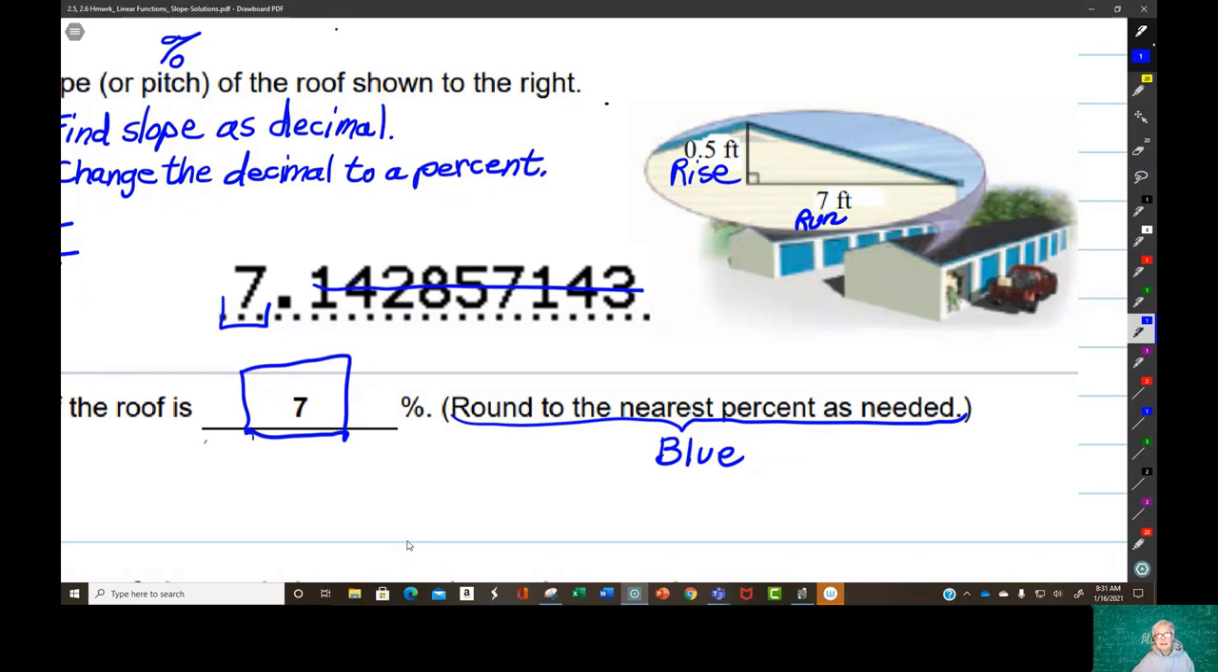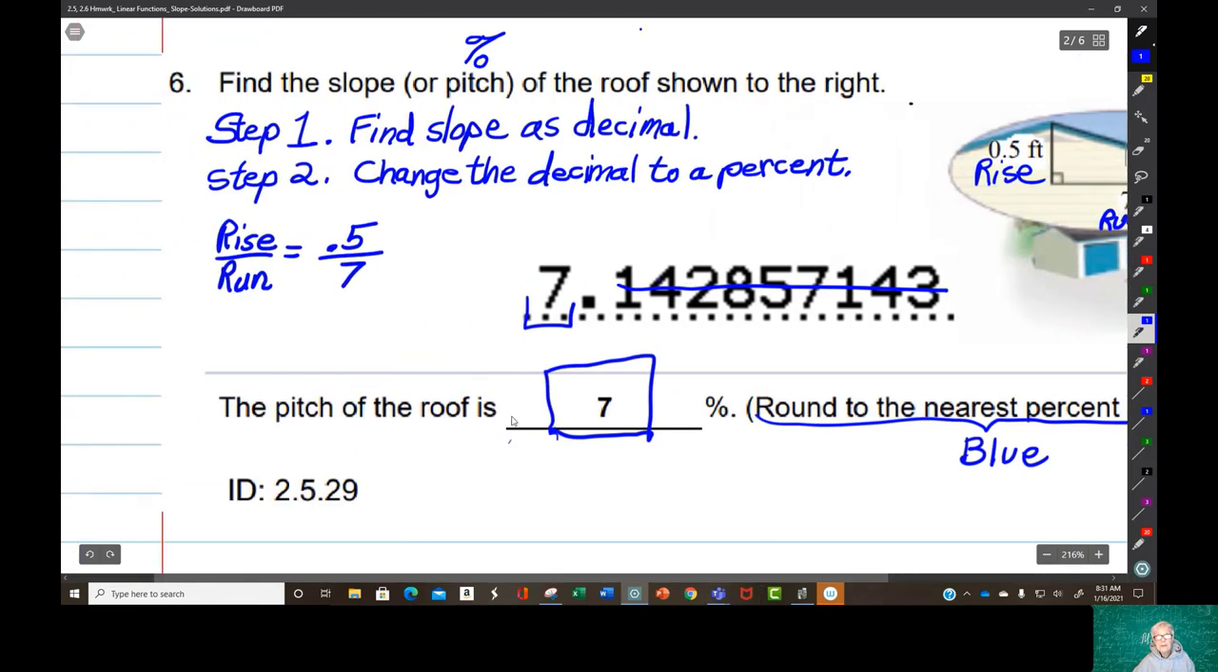Okay, two steps. First, you find the decimal, which we did. Then you change the decimal to a percent. And then you read the instructions, which tells you how many places to round to.